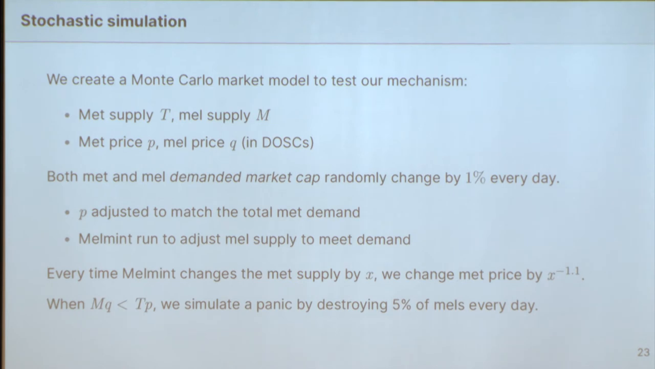We also do a Monte Carlo market simulation. So we make a stochastic model that has a MET supply and mail supply, and we vary the demand for both of these assets randomly. And this allows us to see the performance of Melmint under varying conditions. We also have a panic mechanism where when the reserve ratio is below 1, then we simulate a panic. Basically, all it does is sell. It doesn't buy anything.